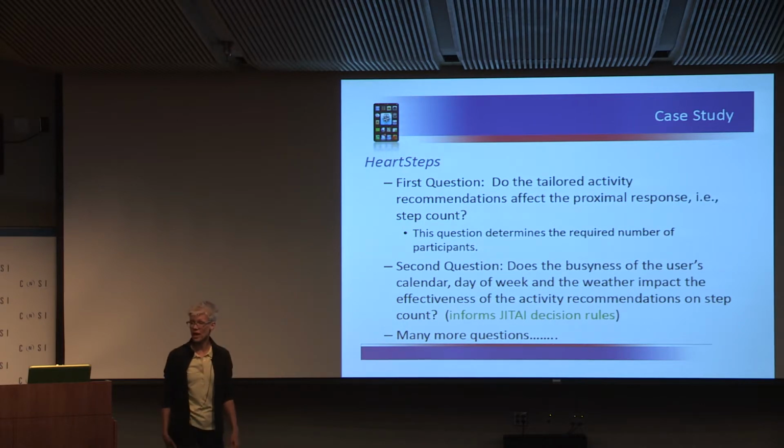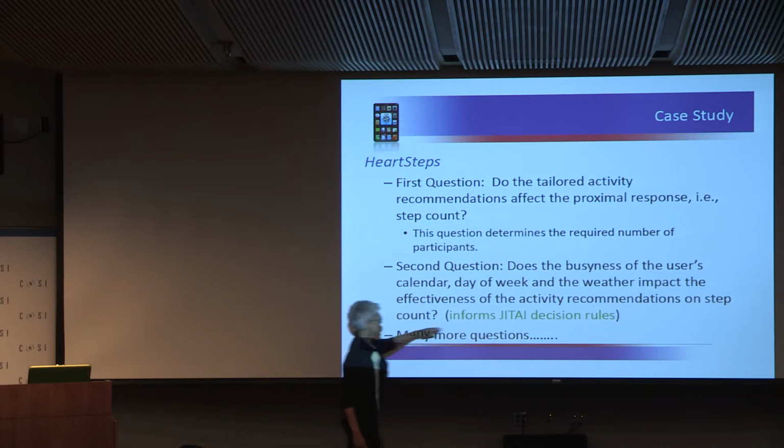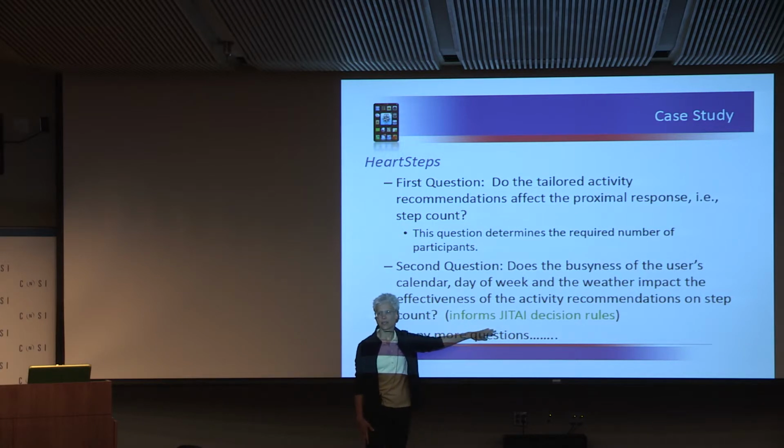Burden, the current level of burden. How many times I've been pressing the down button over the recent past may be a really good reason why you should not provide an intervention at the next time, and so on. All of this helps us build our just-in-time adaptive intervention decision rules.